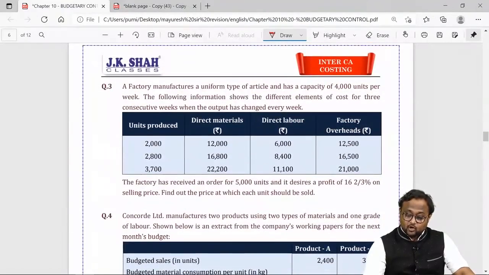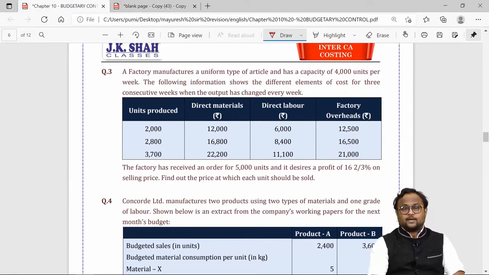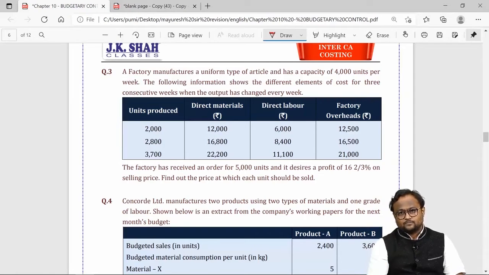In fact, in question number 3 also you applied the same logic. Difference in cost upon difference in quantity, you applied for factory overheads. The only important point in this question was capacity utilization, since you were going for excess utilization. Capacity of the firm was 4000, but you were producing 5000. That means you were utilizing 1.25 weeks of capacity.